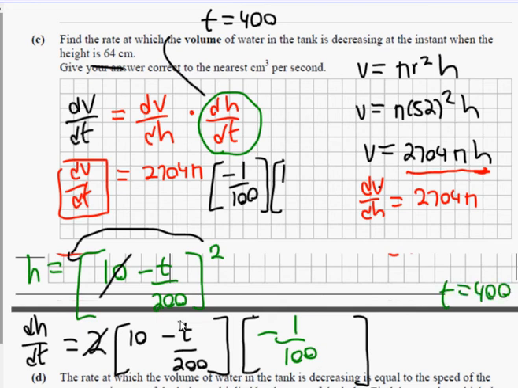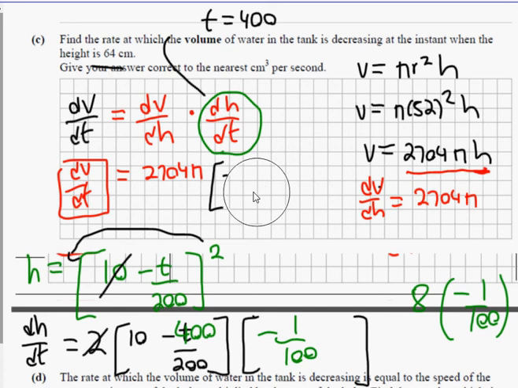So replacing t with 400, what did you say? It's minus 4, it's going to be 8 then. So it's going to be minus 8 because, 2 minus, it's 8, you're right. It's going to be 8 multiplied by minus 1 over 100. And when you multiply the two of them together, you're going to get minus 4 over 25. Just put it into the calculator and you get minus 4 over 25.